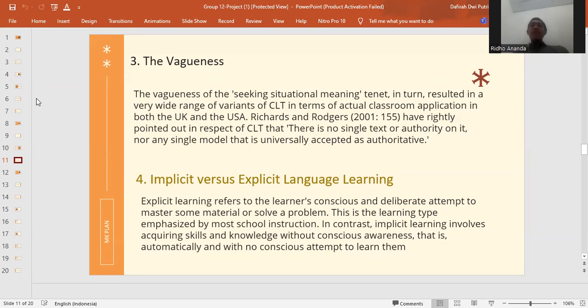Amongst language teachers, the emerging view of a typical communicative classroom has been that it should approximate a naturalistic language acquisition environment as closely as possible, thereby providing plenty of authentic input to feed the students' implicit learning processes. I think that's all for me.